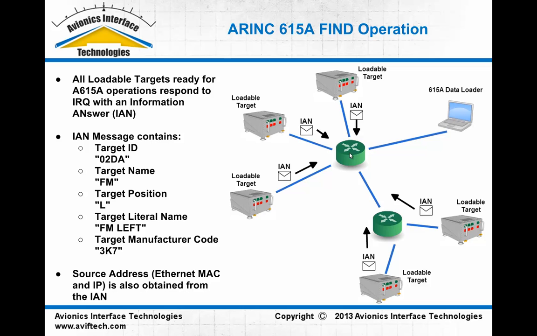Once the loadable targets receive the IRQ message, if they are in a mode where they can be data loaded, they respond with an information answer message, also via UDP to port 1001. In this IAN message, they provide basic information like the ID of the target, the name of the target, its position. Also, by the act of responding, they provide the data loader with the IP address and Ethernet MAC address of where they're located.